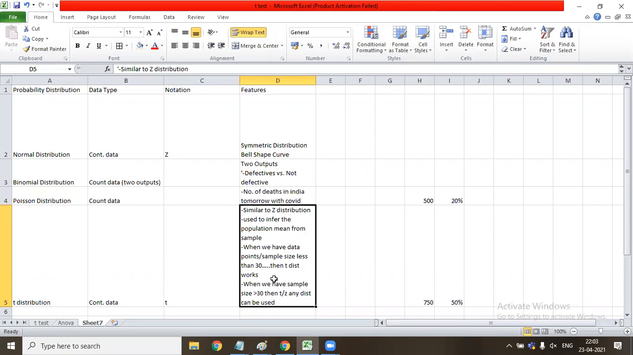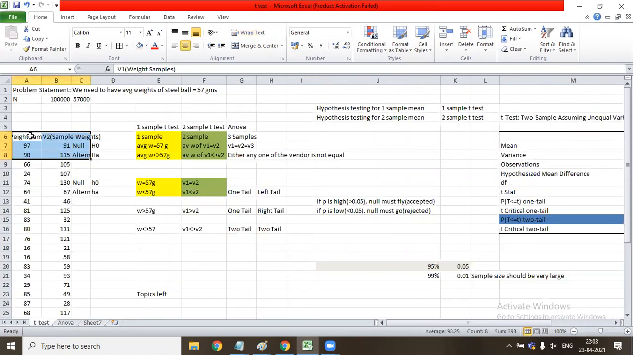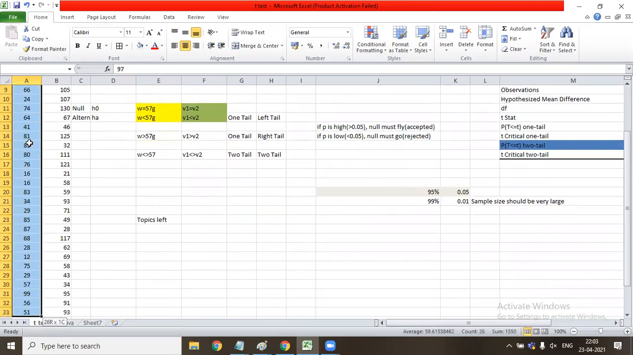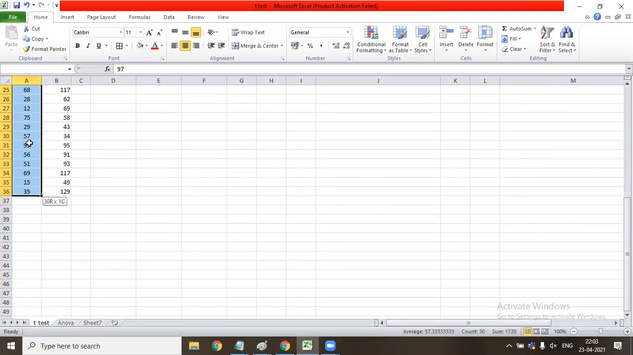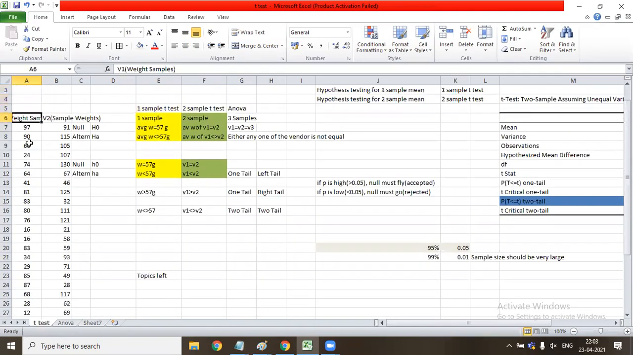Sir, can you please explain what sample size means here? Sample size is small n. So in the exercise we have done, what sample size have we taken? We have taken a sample size of 30. So if it is 30, we can use a T distribution or we can use a Z distribution. So for example, on that day we used the T distribution.